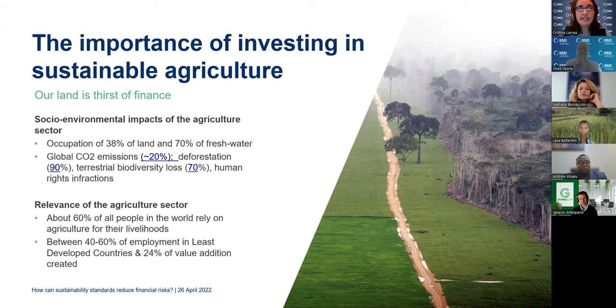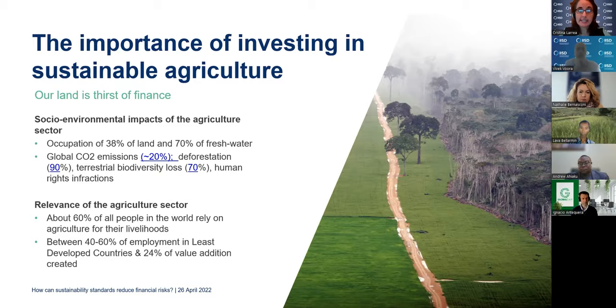These financial gaps contradict the urgency of investing in the agriculture sector to support farmers to transition to sustainability. As we know, agricultural operations are responsible for about 20% of global CO2 emissions and 90% of global deforestation, according to recent data from FAO. There are also many human rights infractions associated with them. Furthermore, the agricultural sector is critical for the livelihoods, employment, and value generation of millions of people all over the world, particularly in least developed countries.